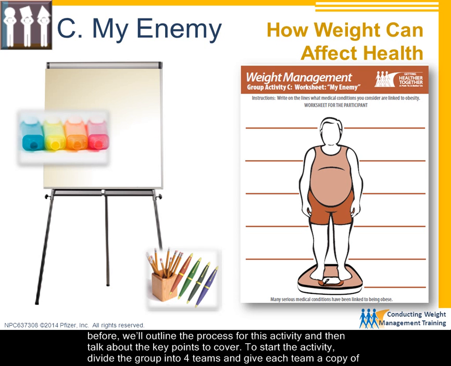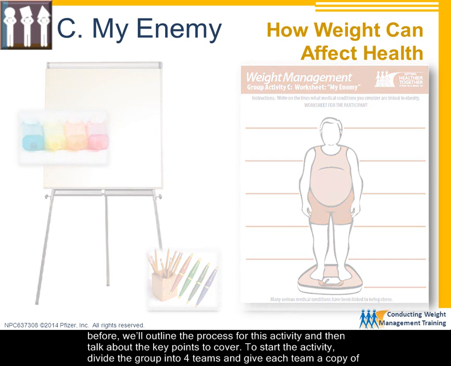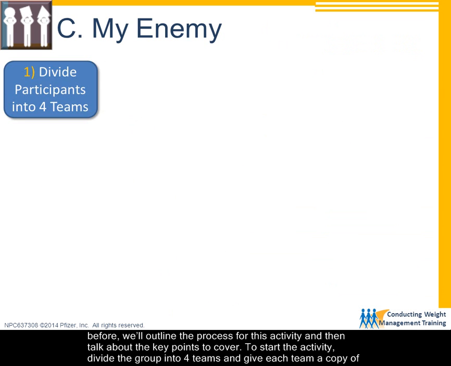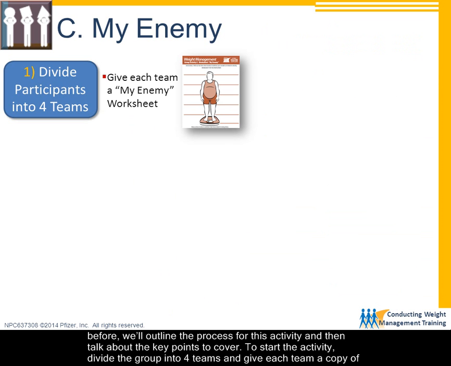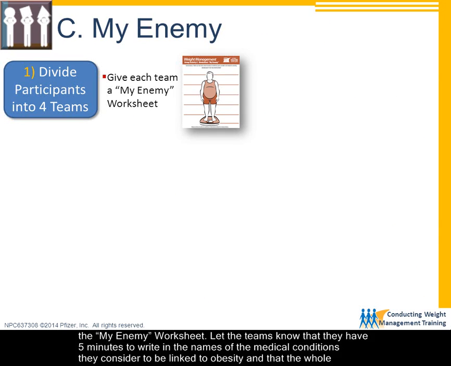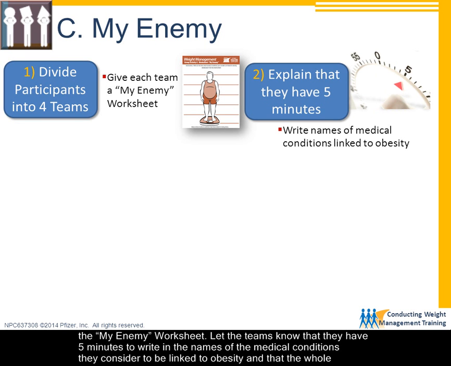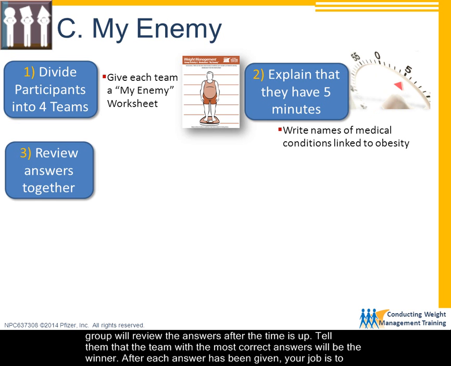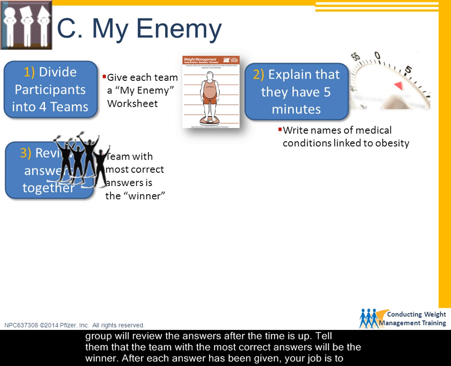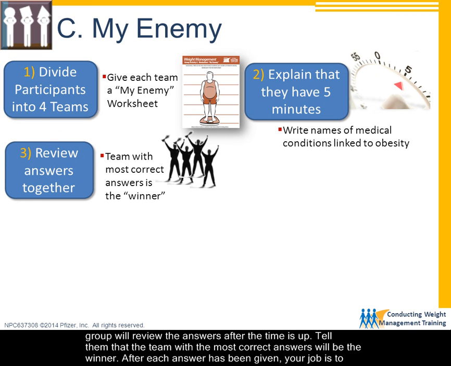As before, we'll outline the process for this activity and then talk about the key points to cover. To start the activity, divide the group into 4 teams and give each team a copy of the My Enemy worksheet. Let the teams know that they have 5 minutes to write in the names of the medical conditions they consider to be linked to obesity, and that the whole group will review the answers after the time is up. Tell them that the team with the most correct answers will be the winner.